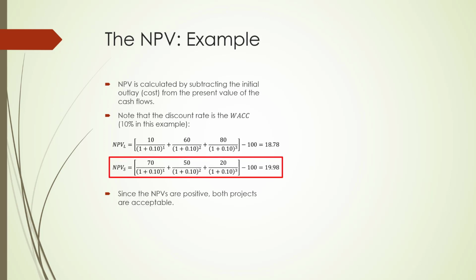We do S exactly the same way. Present value of the cash flows, 70, 50, and 20, minus 100, which was the cost, gives us 19.98. Note that both franchises have positive NPVs, so they're both acceptable.